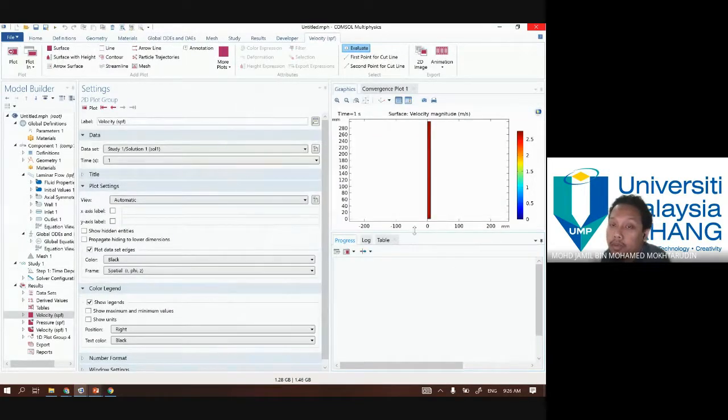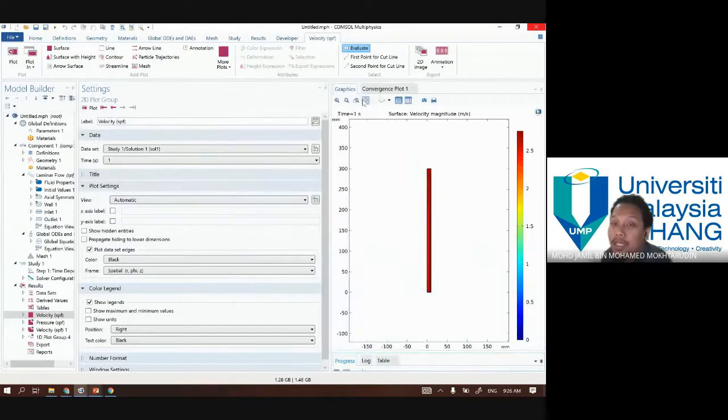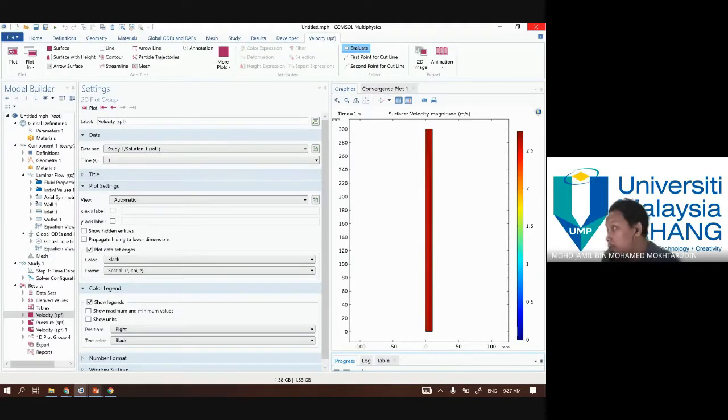Okay, so the simulation has finished. Then we can do some analysis. So from the tutorial, you need to plot the total blood flow against time. So meaning that you need to plot Q versus time.